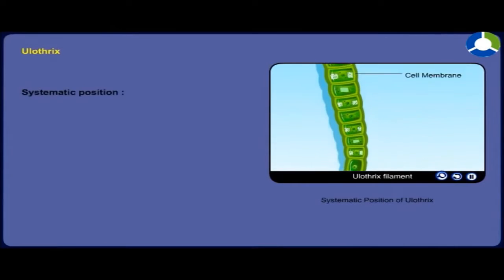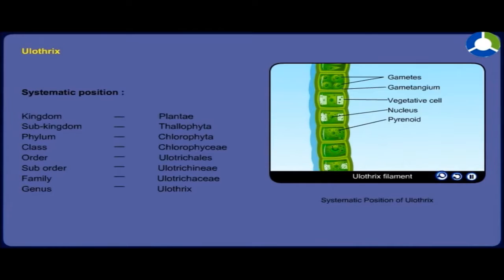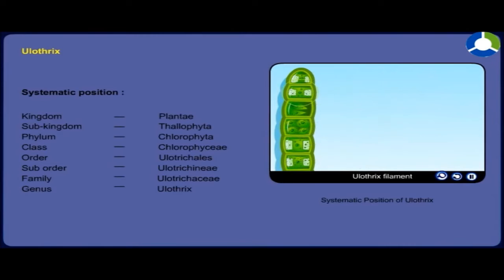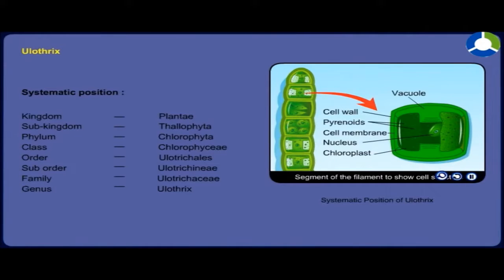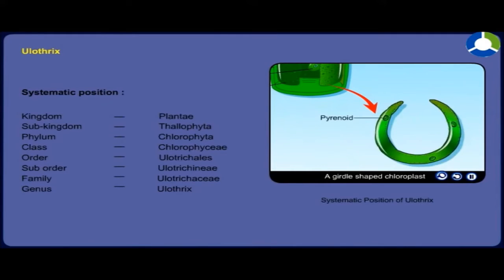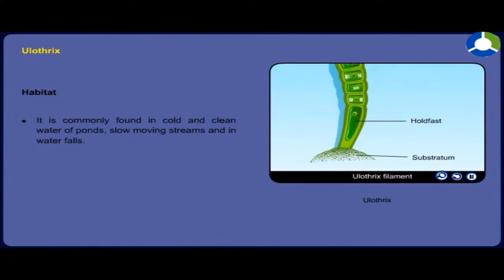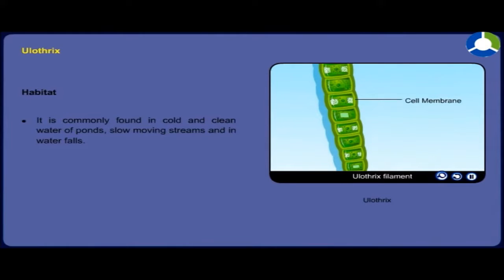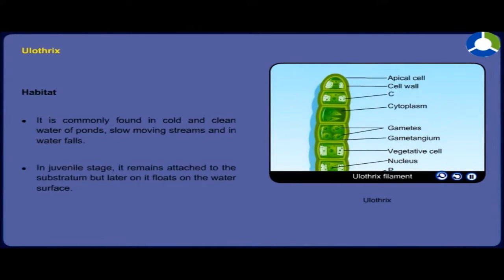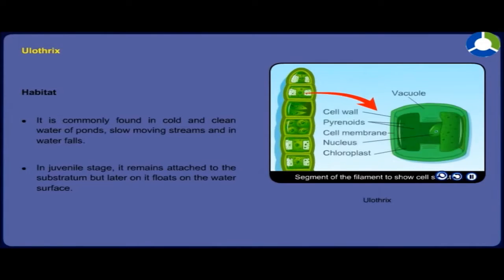Ulothrix, systematic position. Kingdom: Plantae. Subkingdom: Thallophyta. Phylum: Chlorophyta. Class: Chlorophyceae. Order: Ulotrichales. Suborder: Ulotrichineae. Family: Ulotrichaceae. Genus: Ulothrix. Habitat: it is commonly found in cold and clean water of ponds, slow-moving streams, and in waterfalls. In the juvenile stage, it remains attached to the substratum, but later on, it floats on the water surface.